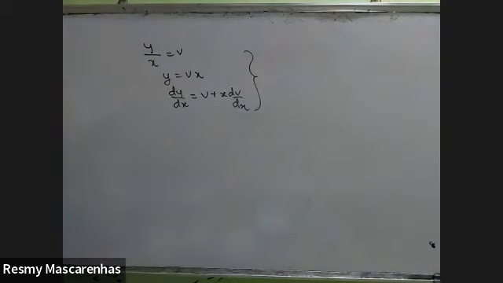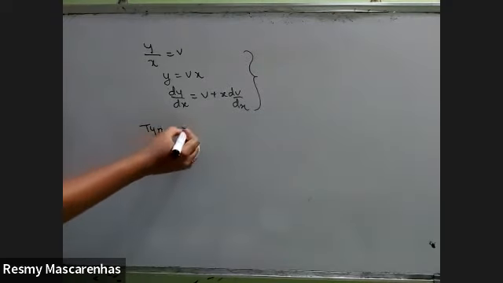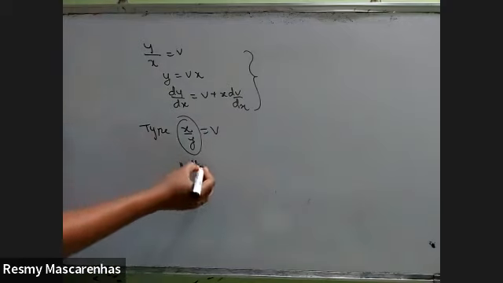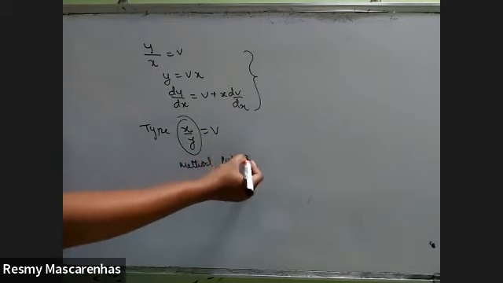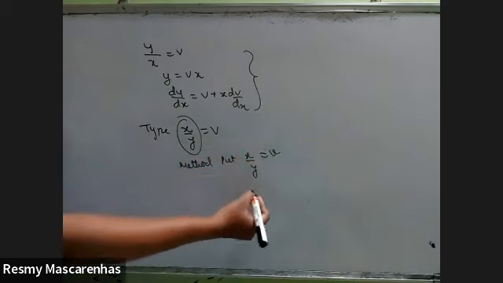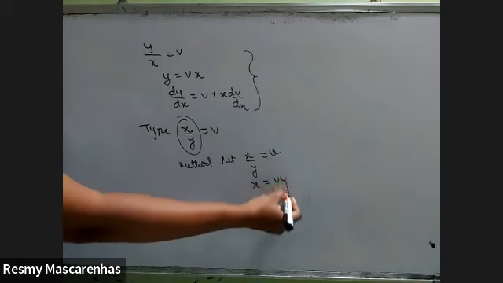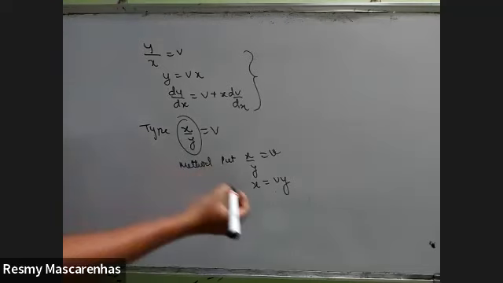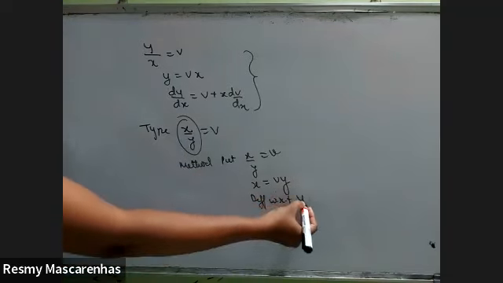But now the next type is of the type where you have to use x upon y. So in this, the method is: put x upon y is equals to v, x is equals to vy. Now in this case, this is ulta. Previously we used to differentiate with respect to x. Now we have to differentiate with respect to y.